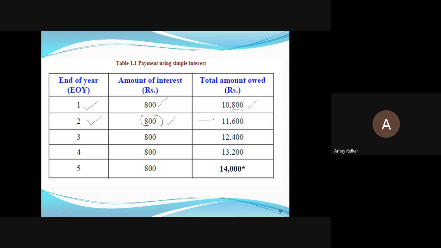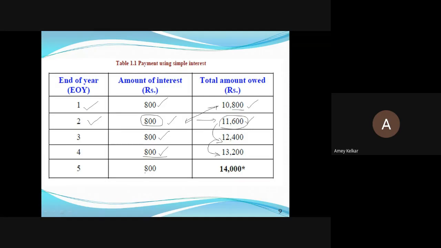So now this value here we are getting by addition of these both. 10,800 plus 800, we get 11,600. Then again for third year, what happens? Again, interest amount is 800. So again to this 11,600, we add 800 and we get 12,400. Now again at the end of fourth year, it is 800. Now this again 800 is added to 12,400 and we get 13,200.